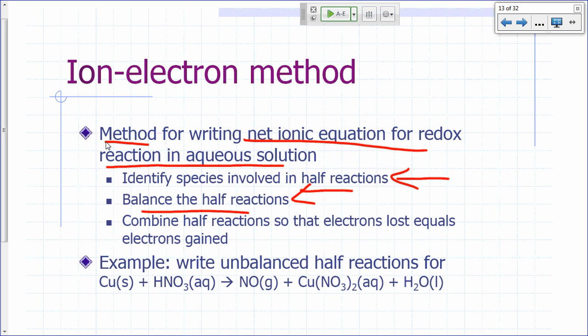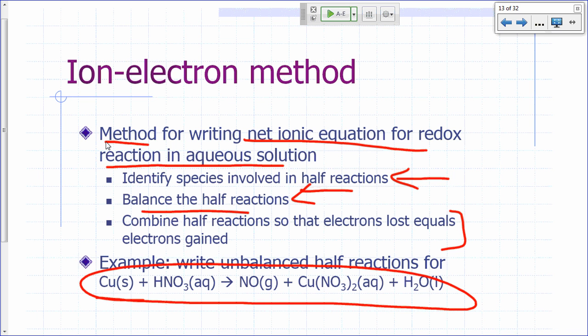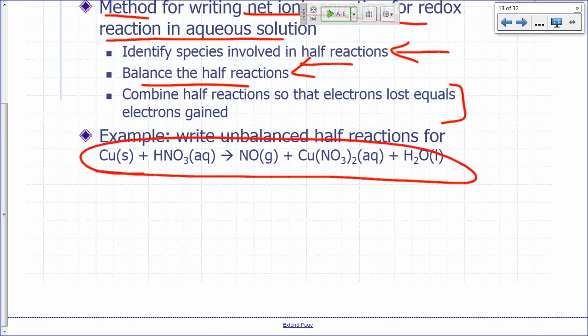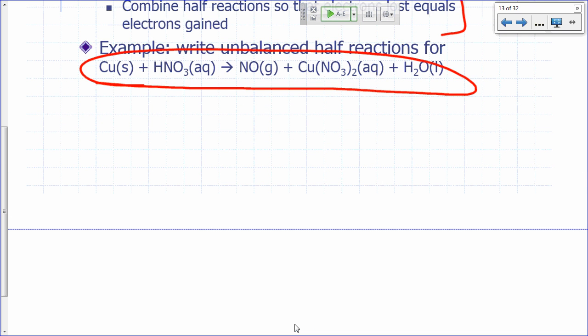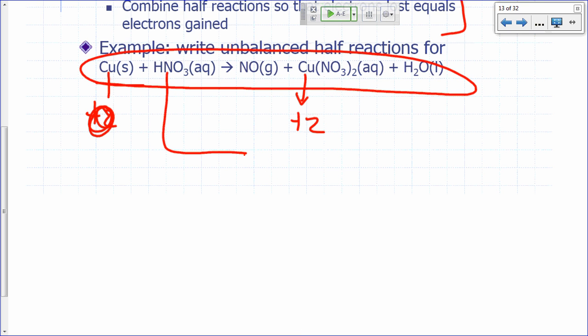Then you balance your half reactions. And then you combine your half reactions so that electrons lost equals electrons gained. So let's take a look at this unbalanced redox reaction. We looked at this last time, so we're going to try to balance it this time using the ion-electron method. What would be your unbalanced half reaction for this? What did we say the oxidation numbers were? Your copper went from 0 to +2, right? And your nitrogen went from +5 to +2, right?